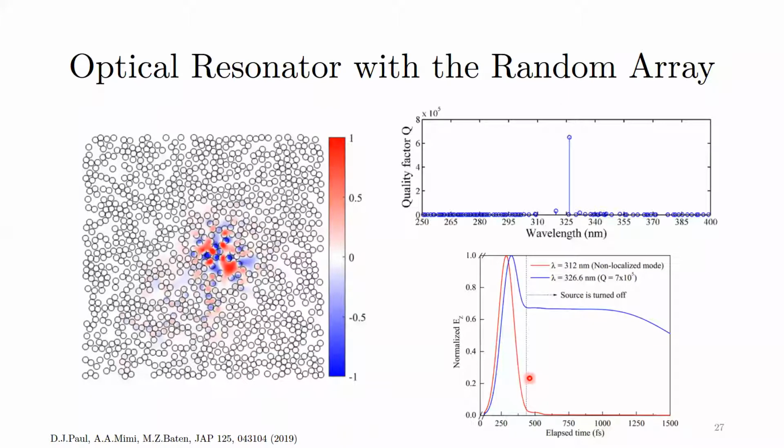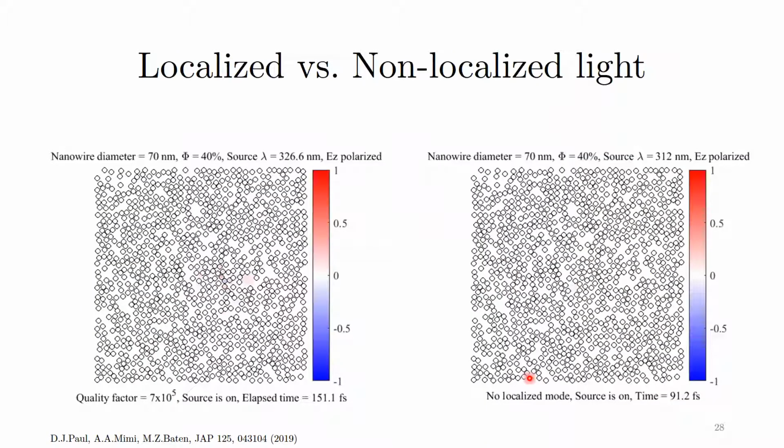We can show this very easily by some animations obtained from Meep simulation. If you look at these two plots here, the left side is the 326.6 nanometer wavelength. The right side is 312 nanometer. We place this light source in the middle of the array. You can see at about 1000 femtosecond, there is still light in here. It's getting trapped. It's not going to leak out very easily. Whereas if you place a light source of 312 nanometer, it just simply leaked out of the system.